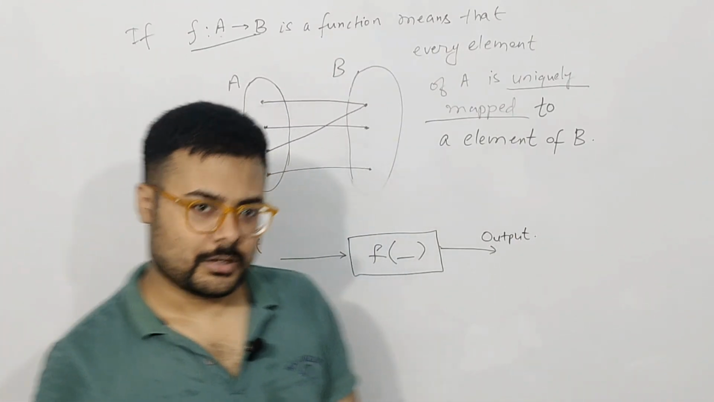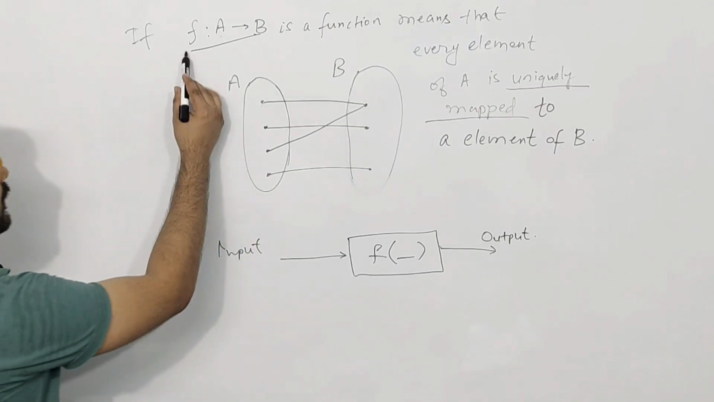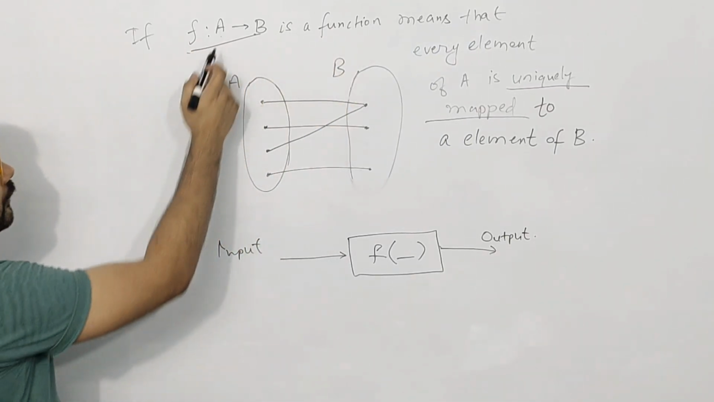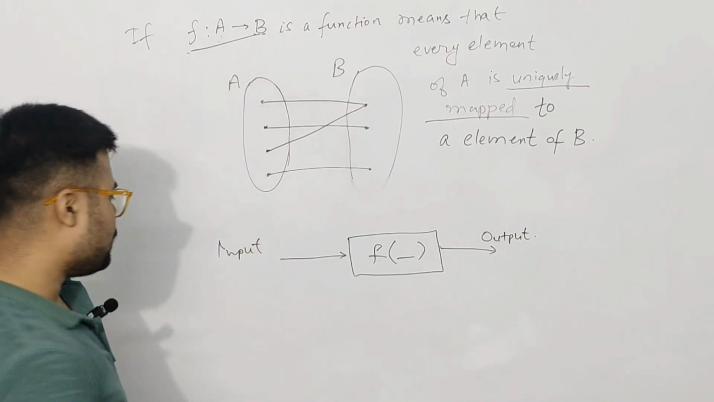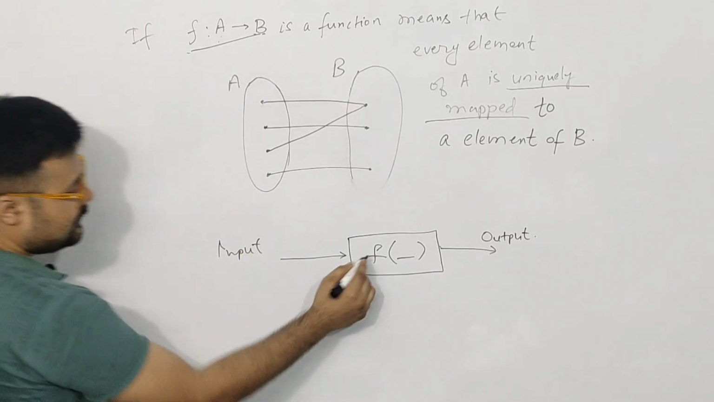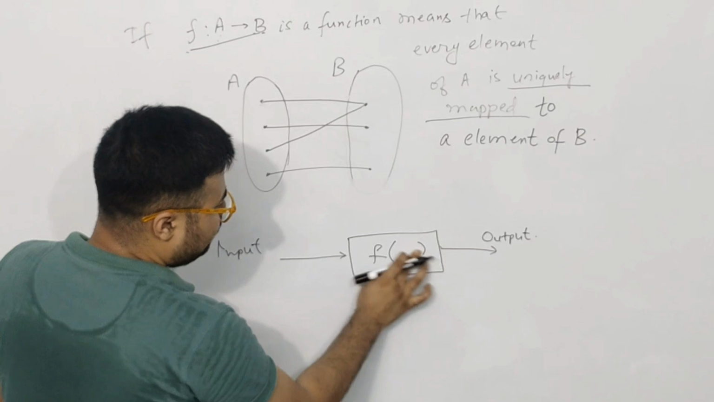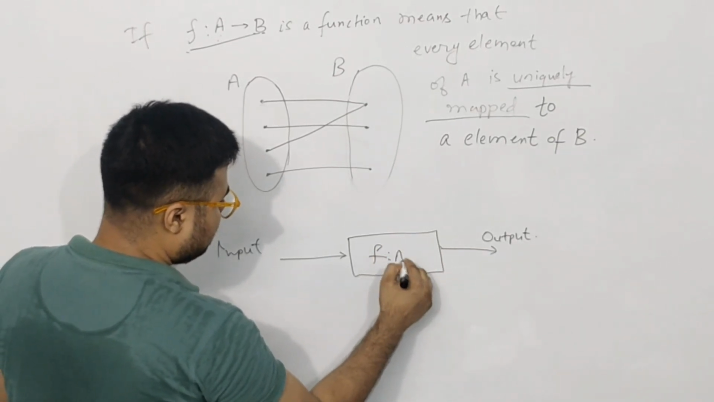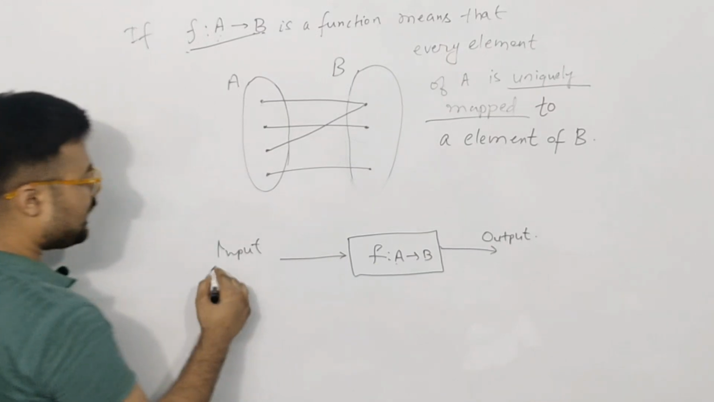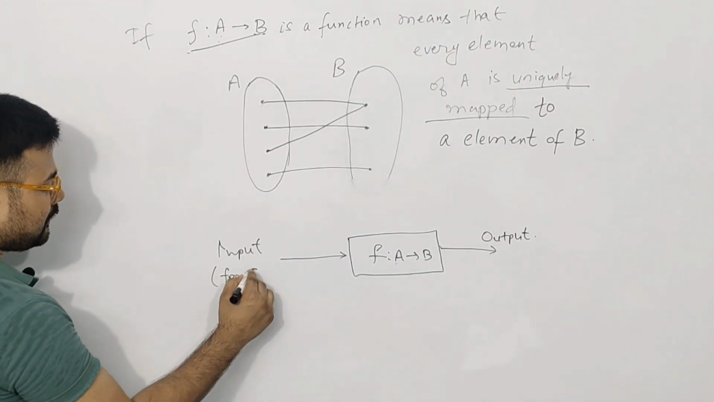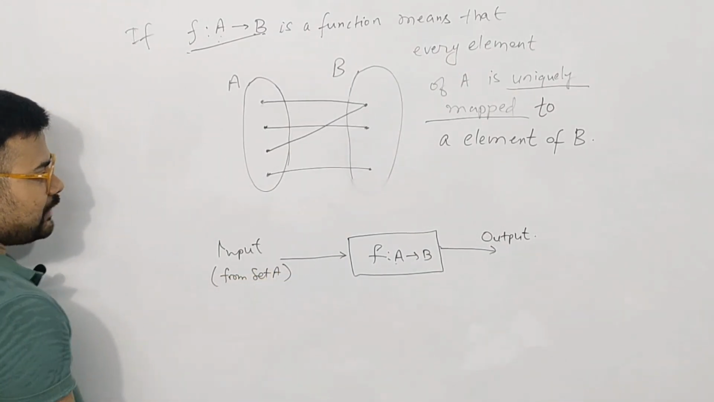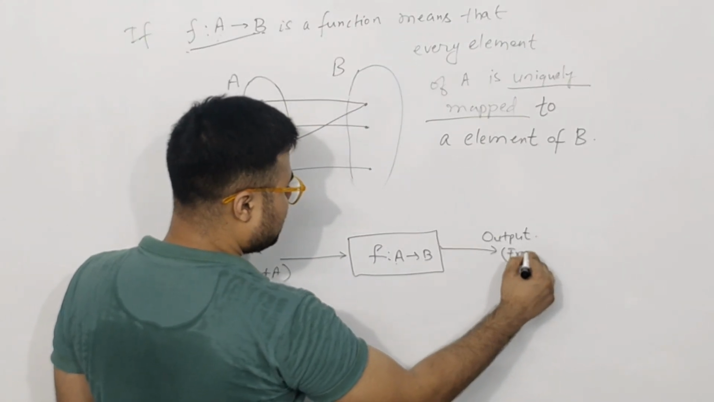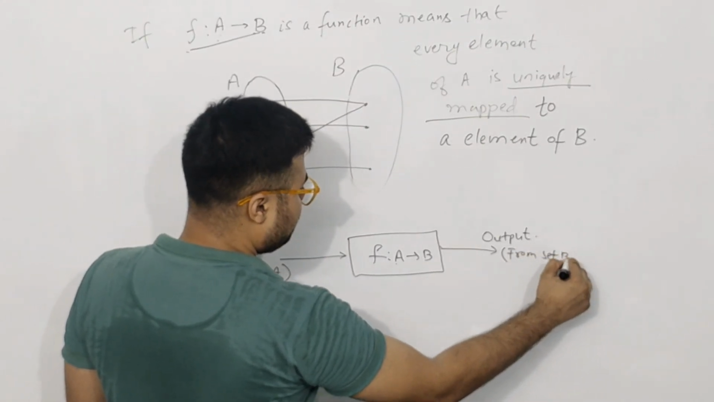Now a function is a special type of relation from set A to set B. So if this function is from A to B, then the input will come from set A, and the output is any element from set B.